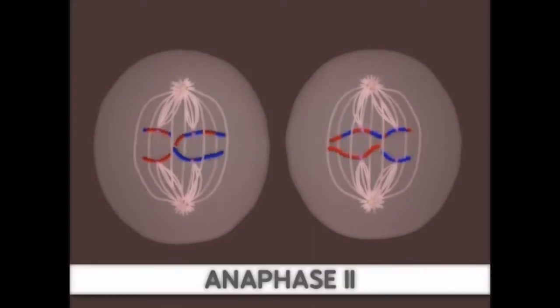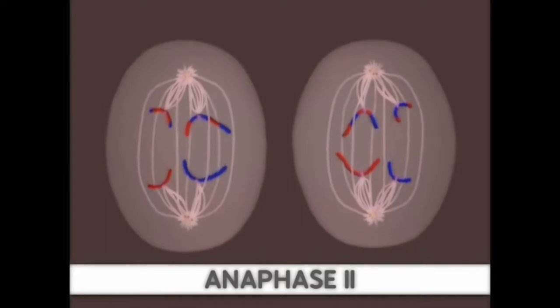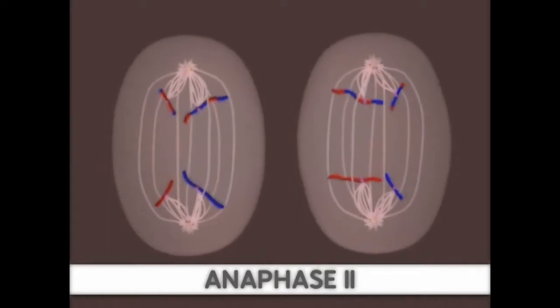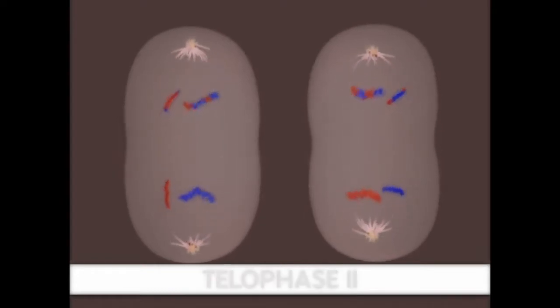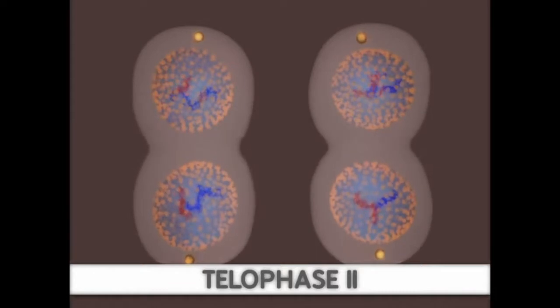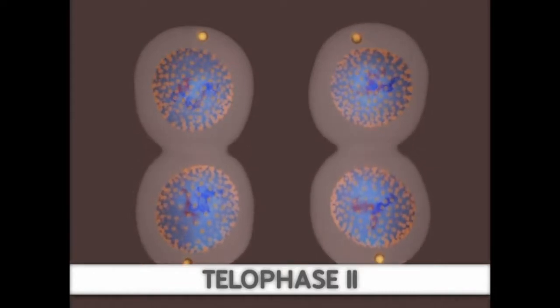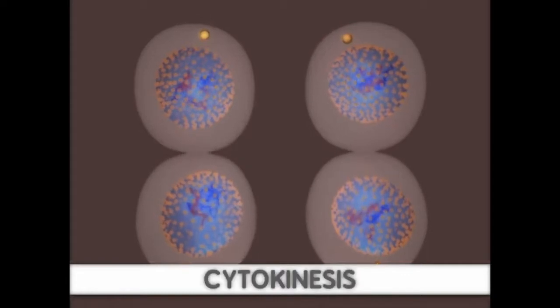In anaphase 2, the sister chromatids are pulled apart as the microtubules shorten. Also, the ends of the cell are pushed farther apart as microtubules elongate. In telophase 2, the nuclear membrane reforms and the cytoplasm is divided into the two haploid daughter cells. This division is called cytokinesis.